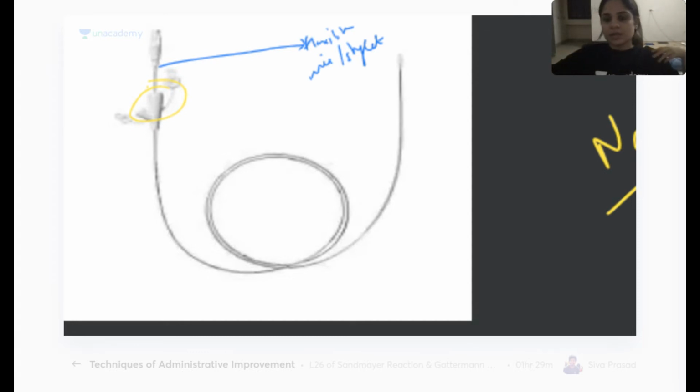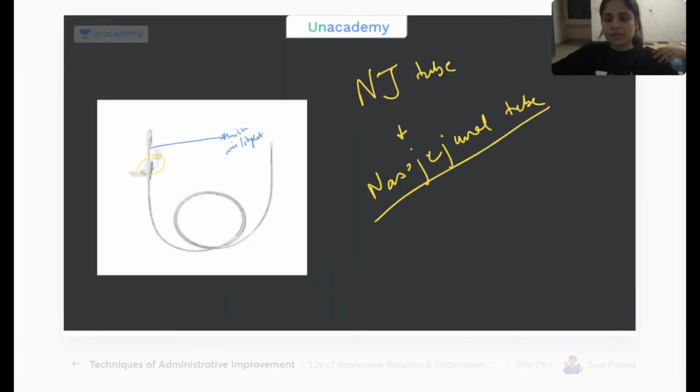Okay. Now, the nasogastric tube, can you tell me what is the use of the nasogastric tube? It's going into the stomach. So what are the two things that the tube can do in the stomach? The nasojejunal tube, what are the two things that it can do? Okay, very good. One is it can suction out or aspirate any of the gastric contents. What is the second thing it can do?